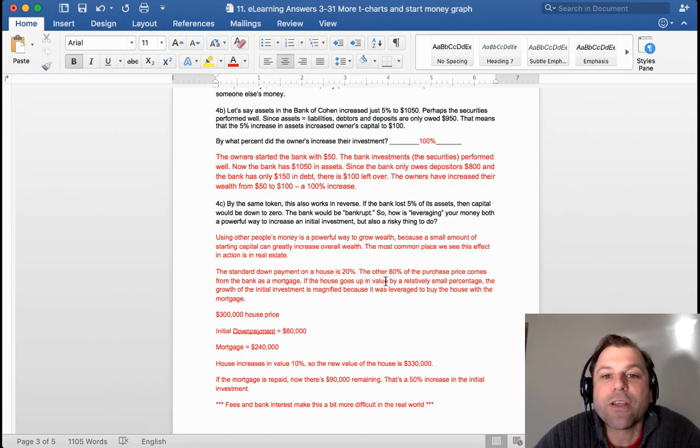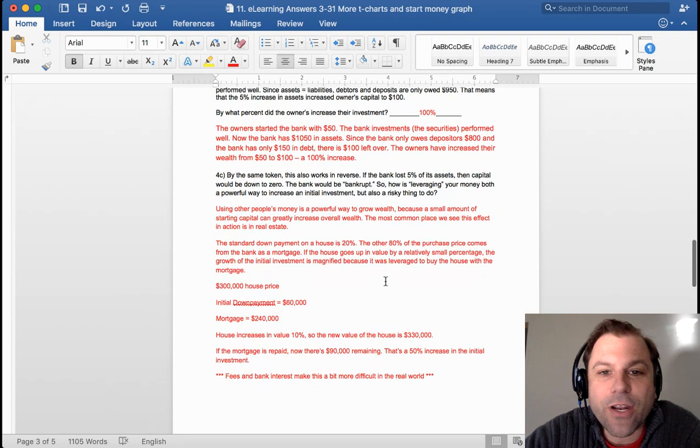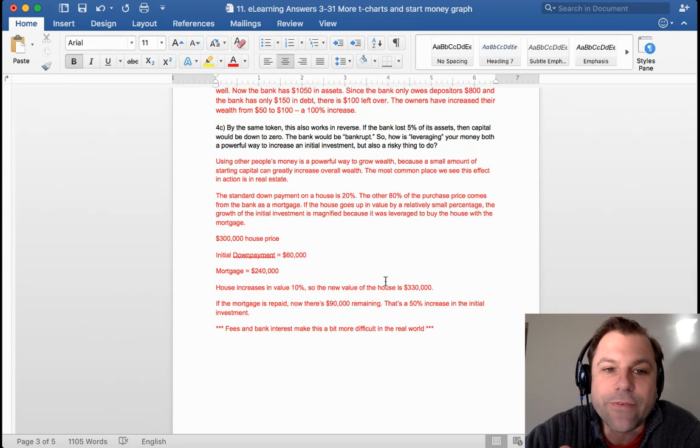Leveraging one's money is both a powerful way to increase an initial investment, but it's also a risky thing to do. The bank's money could decrease significantly, and then the bank would be technically bankrupt, even though they might have loans out and people might still have deposits on paper in there. The bank would be undercapitalized and technically bankrupt. Now, I want you to understand the idea of leverage.